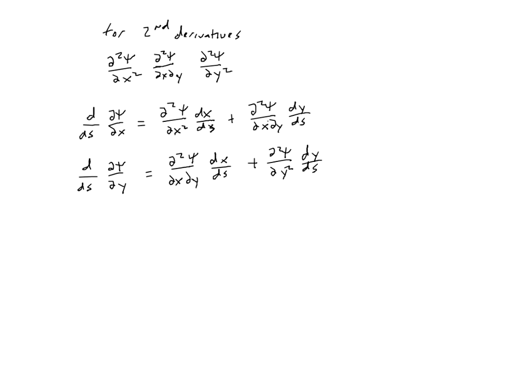And so what happens here is you have two equations and you have three unknowns. The unknowns are basically all three second derivative terms. And so what you can do is throw in a third equation. And the third equation is your original differential equation, which in general form looks like this.